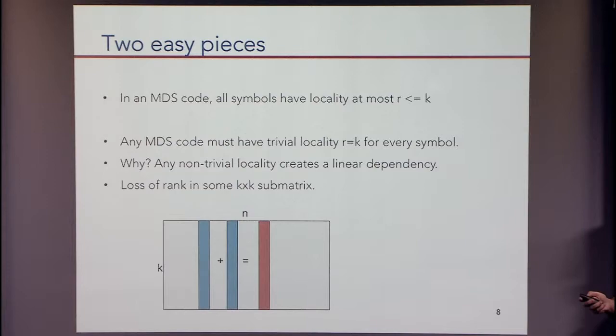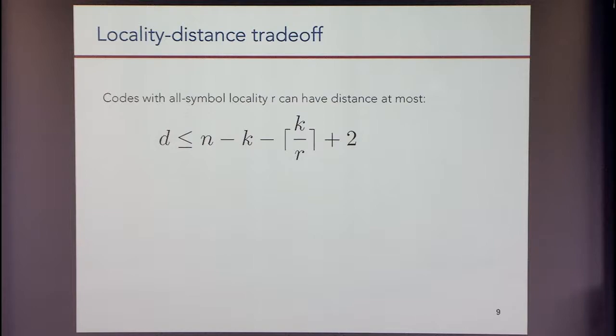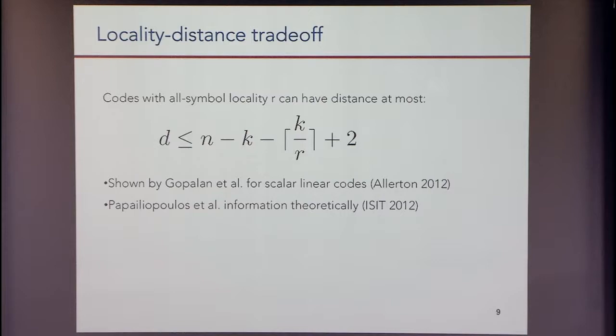Okay. So the main result is that codes with all symbol locality can have distance at most this much. This is the result by Gopalan et al. that has gotten a lot of attention recently. It looks like the singleton bound, but it generalizes the singleton bound. It was shown initially for scalar linear codes, and we were able to basically repeat the same proof they had, but instead of rank, do it with entropy. So we were able to show that this is true even if you vectorize the code, so you deal with subpackets, and furthermore, even if you did nonlinear things with the bits.